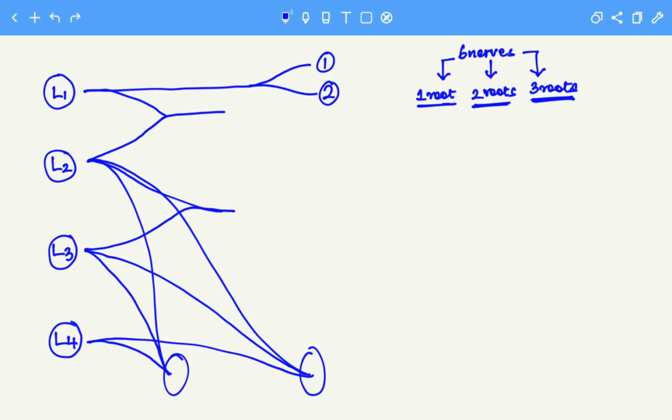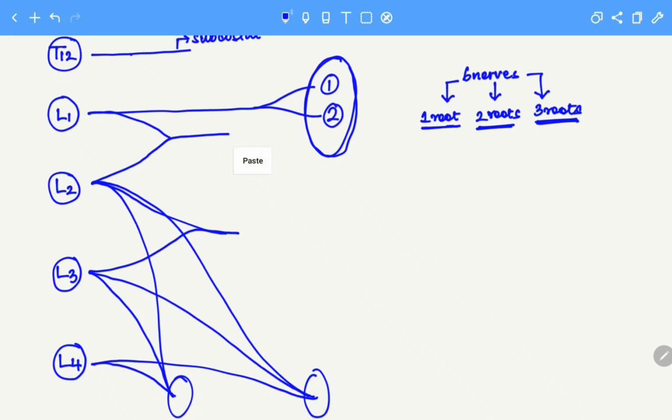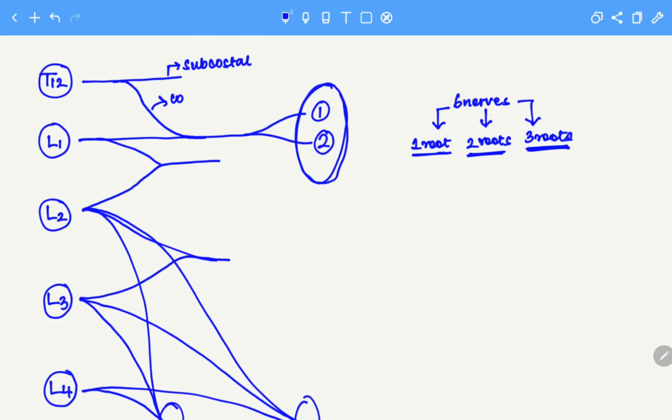An important point that we must keep in mind is that these 2 roots of the first group receive fibers from the subcostal nerve. So I'll draw the subcostal nerve. Let's say this is the subcostal nerve. So a communicating branch from the subcostal nerve will communicate some fibers into the 2 nerves of the first group. So this is the communicating branch.